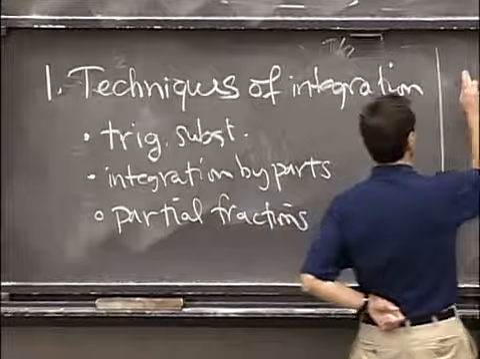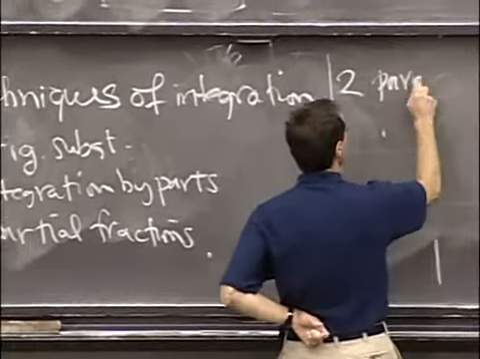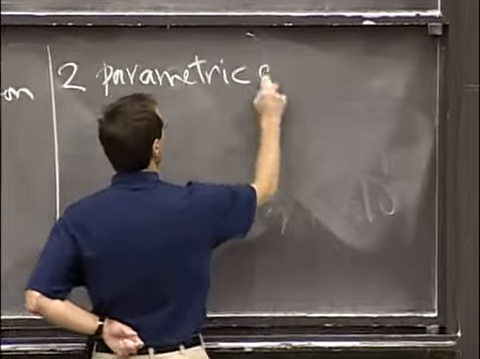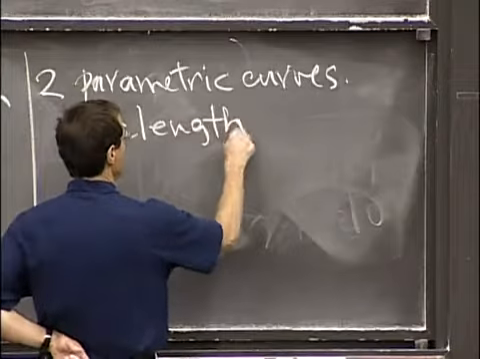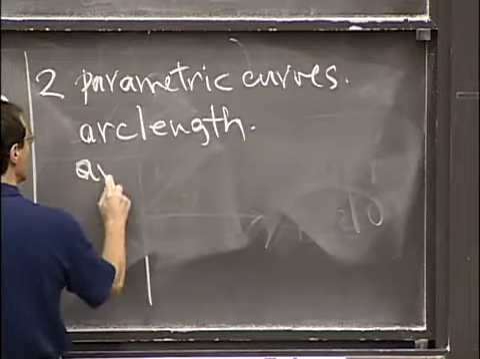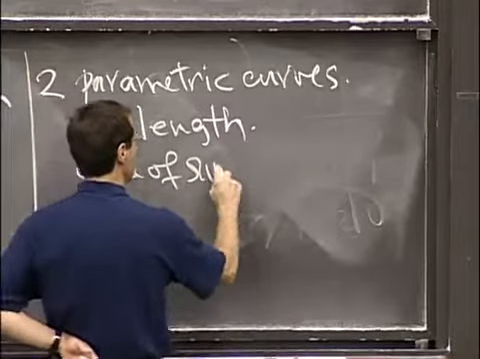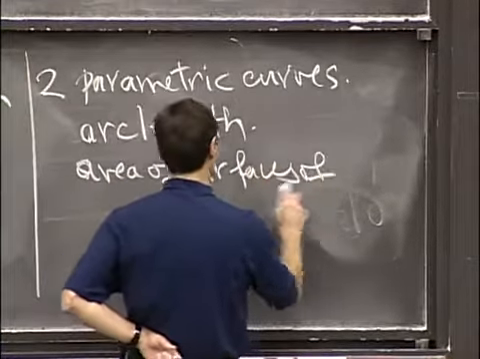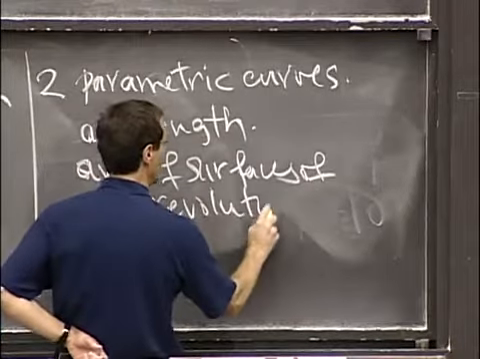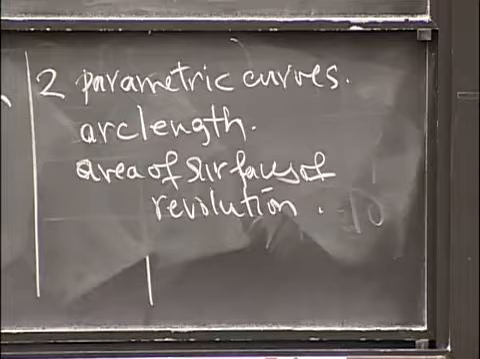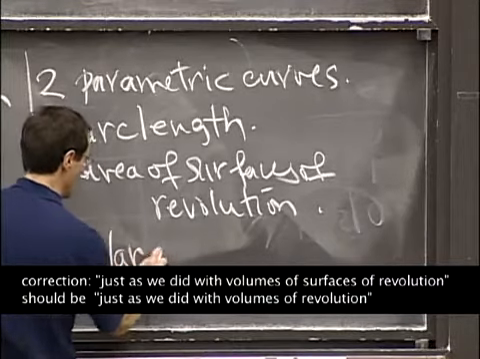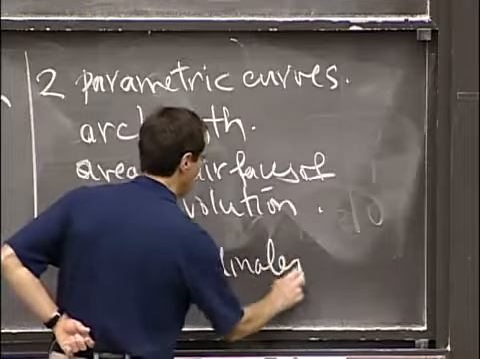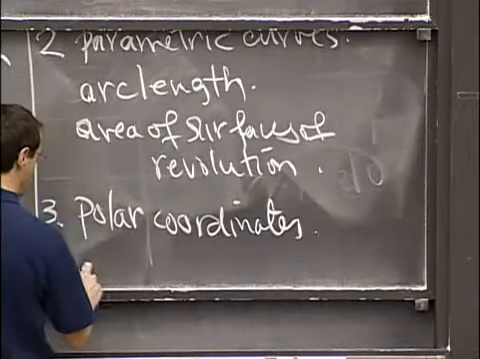The other half of the exam is parametric curves, arc length. These are all interrelated. And area of surfaces of revolution. Those are the only kind that we can handle, just as we did with volume of surfaces of revolution. And then there's a final topic, which is polar coordinates. And area in polar coordinates, including area.